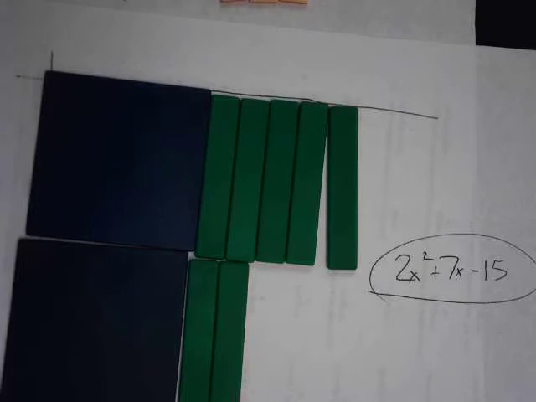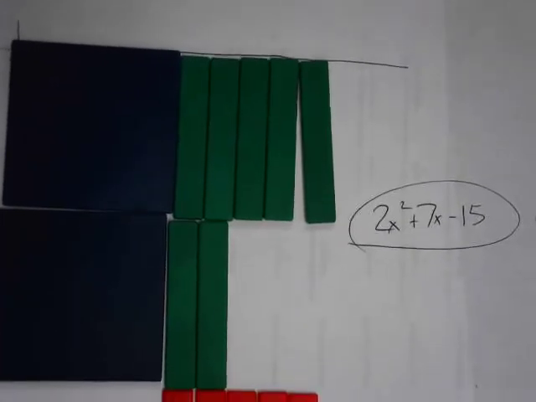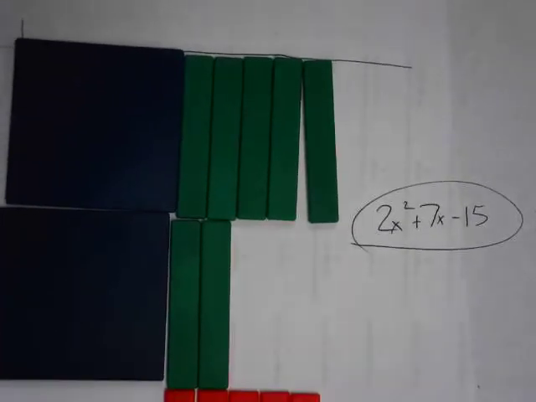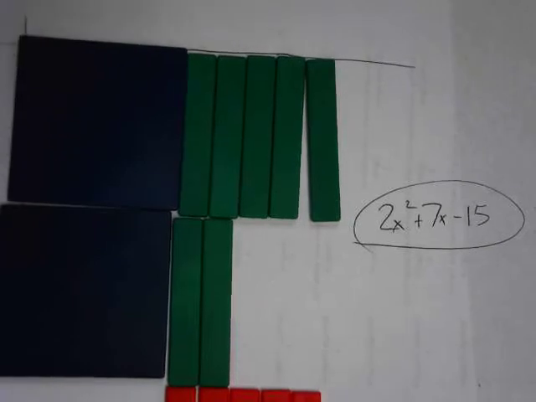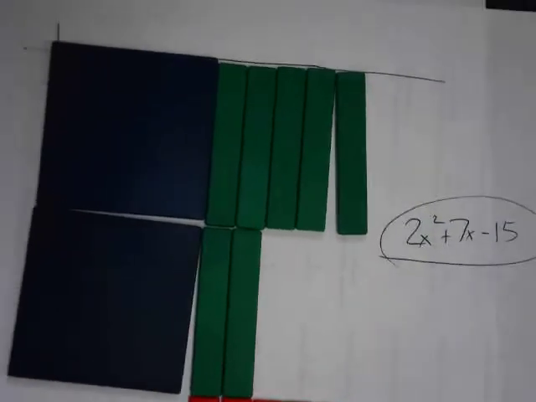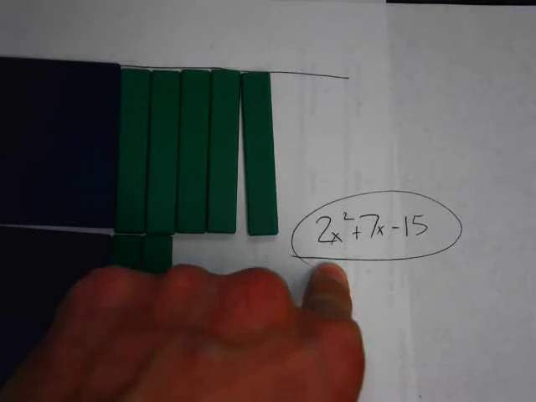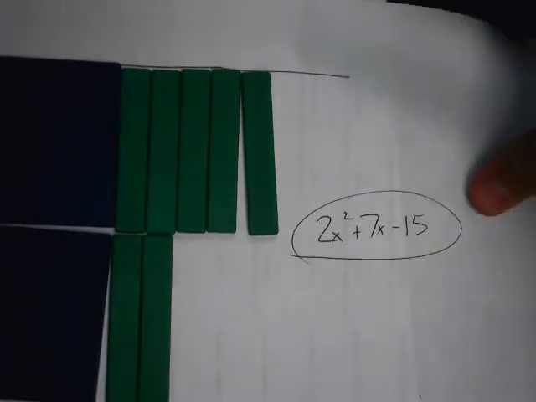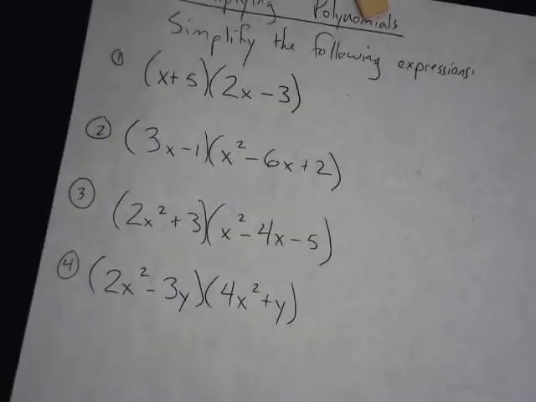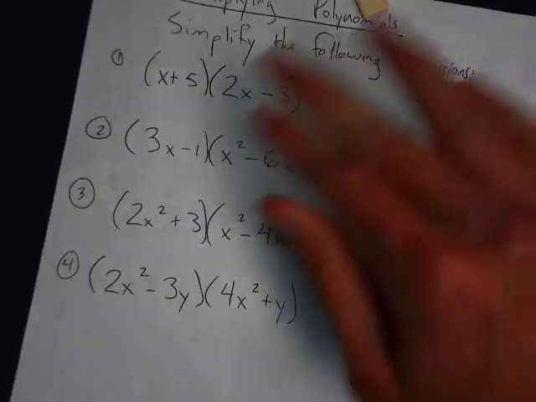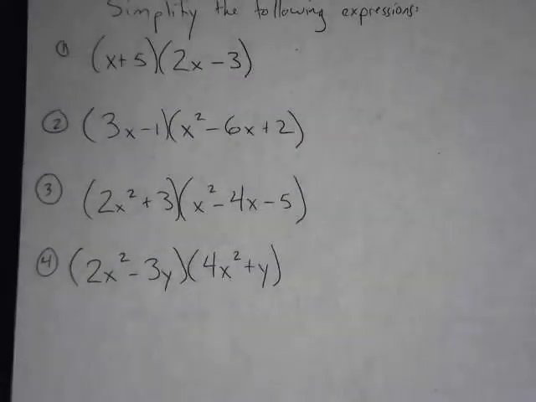So when we use algebra tiles, the area model, and we multiply these two polynomials, we can see that our resulting expression is going to be 2x squareds plus 7x minus 15. And that's how we can approach the expression number 1. That's one of the ways. I'm going to show you a couple other ways.